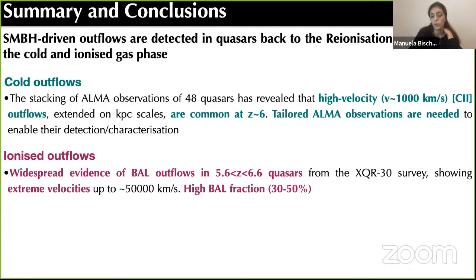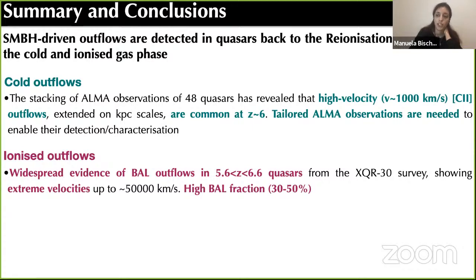C+ outflows, as traced by the stacking of ALMA observations, are common, although tailored ALMA observations are needed to properly detect and characterize them. And BAL outflows seem to be also common, with a high fraction of about 30 to 50%.